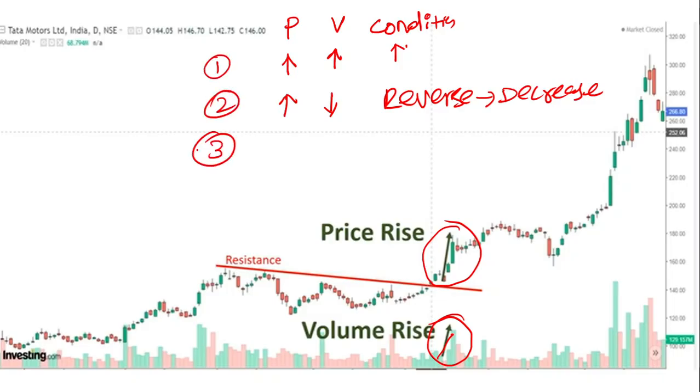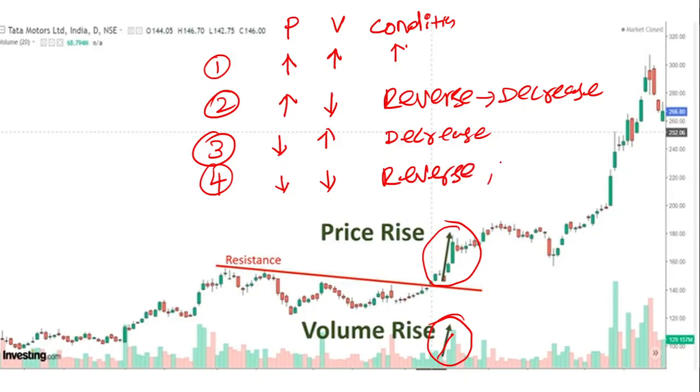Let me say my third condition. Third condition is price is decreasing, volume is increasing. Price decrease, volume increase means this one decreases. Which one decreases? Price decreases. My fourth condition is, let me say my price is decreasing and volume is also decreasing. Price, what is this? Reverse. Reverse means increase. Your price will increase. I request all of you to spend time on different charts.